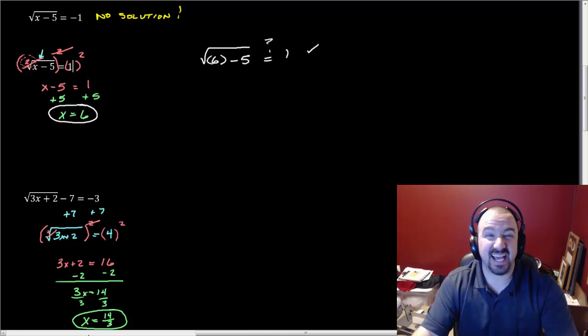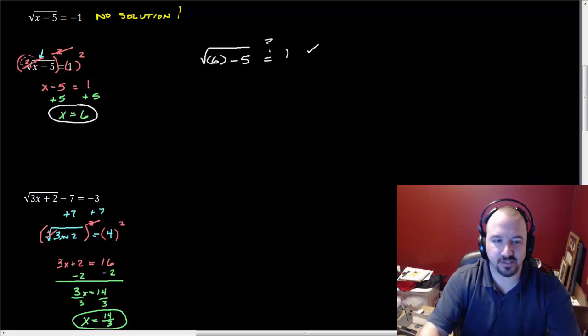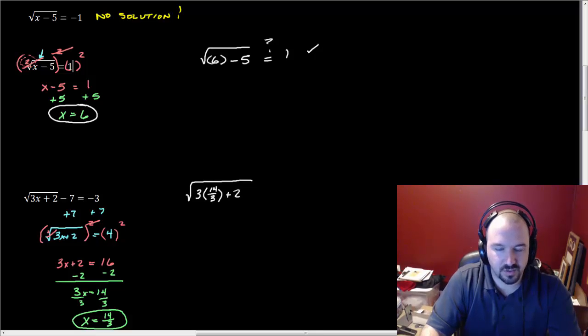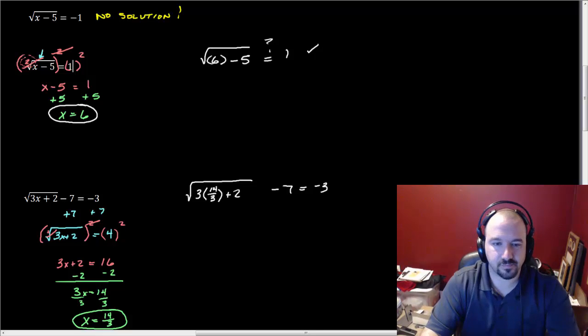Or is it? Remember that last step nobody wants to do? Do it, because you never know when it's going to turn out to be not true. And so we take our square root, and we have 3 times 14/3 plus 2, and then the minus 7 goes on the backside, equals negative 3. I always do this, by the way. Always. I never go back to any of the other steps and substitute in. I always go back to the very original step, because it gives you the best chance.